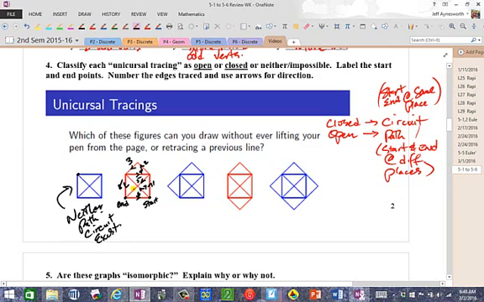So you can have a universal tracing if either a path or a circuit exists, because it's either open or closed. Open means that you have a path, and closed means you have a circuit.